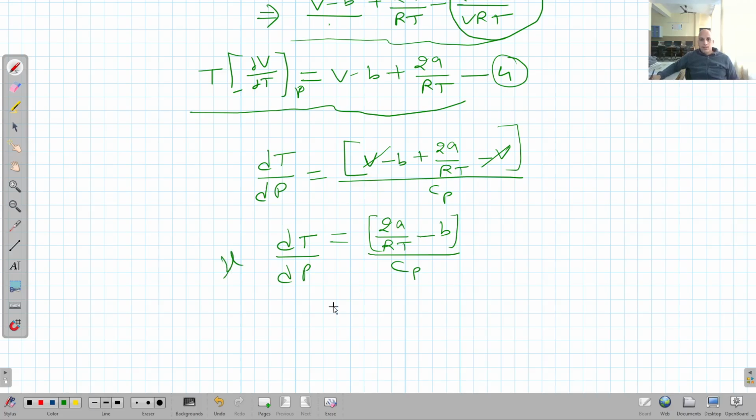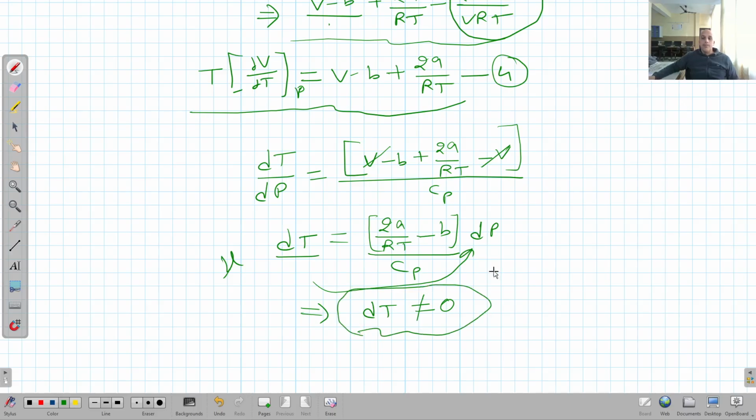Clear? So it means one thing is clear that dT is equal to, when I took this toward this side, it becomes dP. I have erased it from here. It means dT is not equal to 0 now in this case. It means there is a change in temperature, right? So the behavior of the real gases is different from the behavior of ideal gases. In case of ideal gas, we got dT is equal to 0. That means T is constant. But here dT is not 0. It means there is always change in temperature. Clear? That depends upon these factors. Clear?